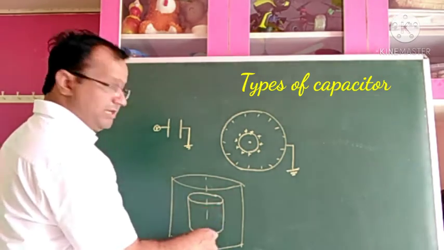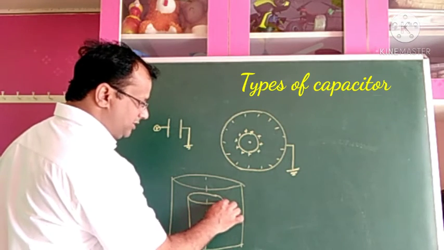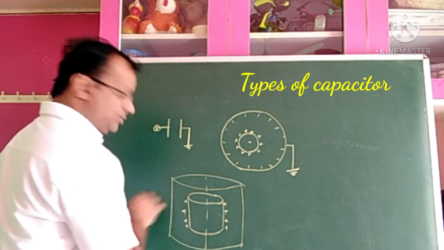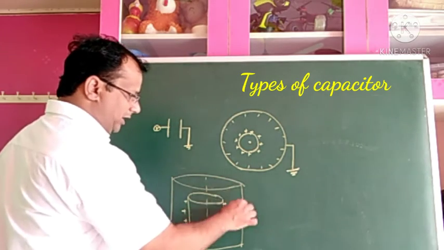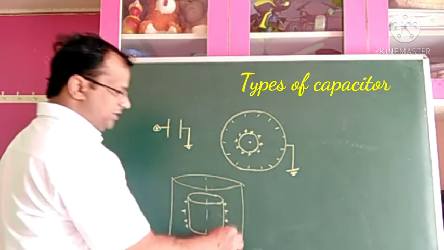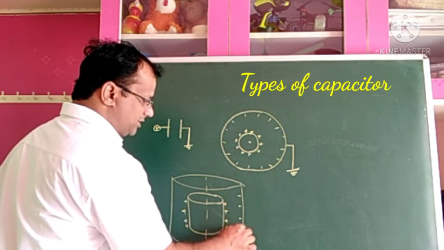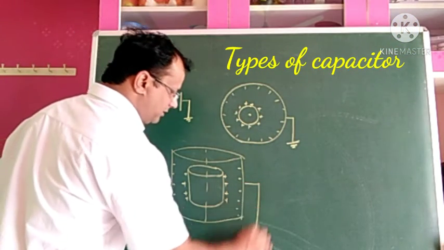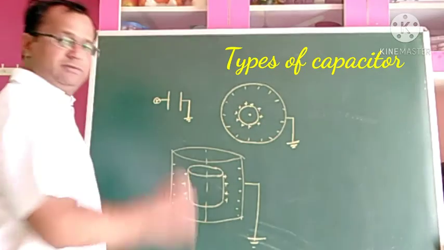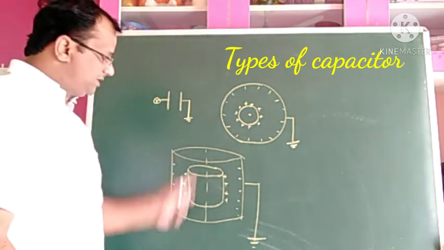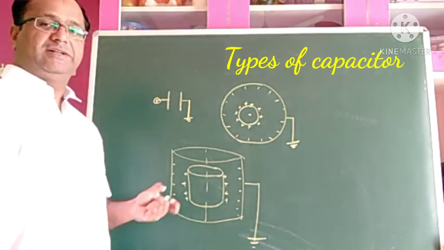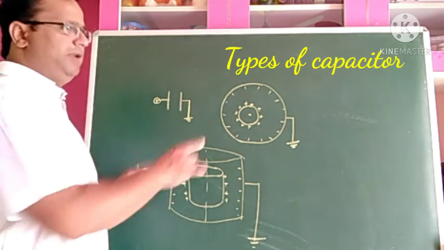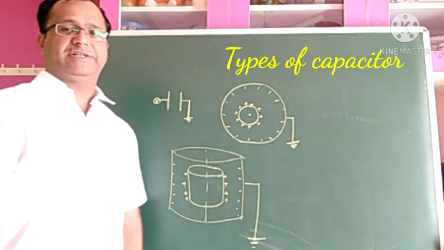To the inner cylinder, a positive potential is given, so on this curved surface, positive charges are deposited. Automatically, on the inner side of the outer cylinder, negative charges are induced, right? And the outer side of this conducting plate is earthed. Then such a capacitor is called a cylindrical capacitor, right? So these are the main three types of capacitors.